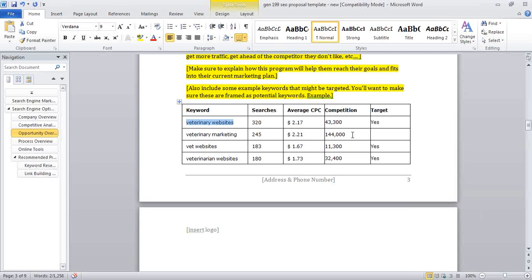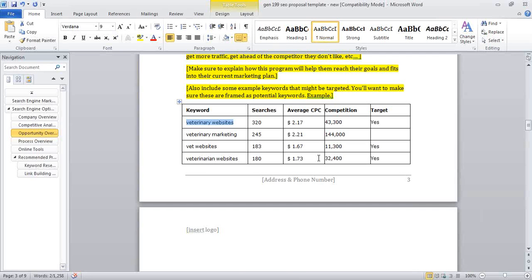But if they were not ranked at all, that one would probably not be my first choice, because it's a fairly competitive keyword and, relative to some of these other keywords, probably not worth the focus.